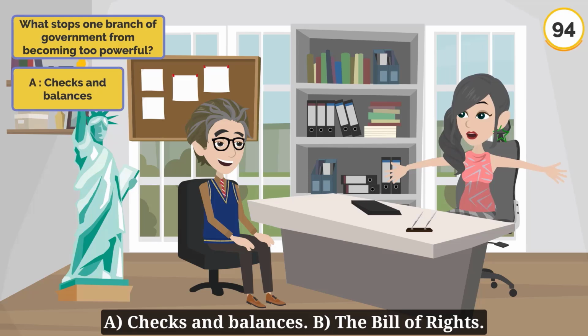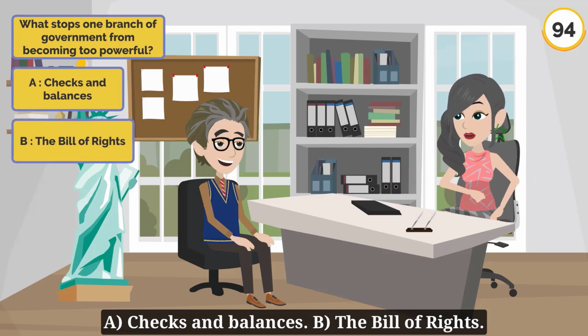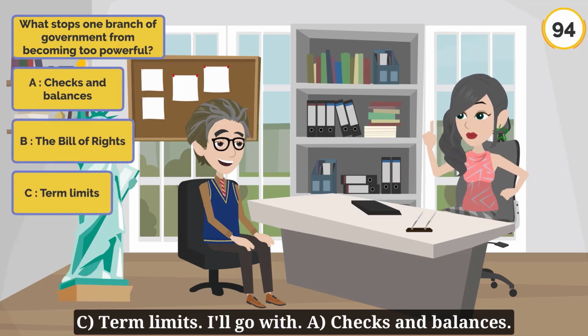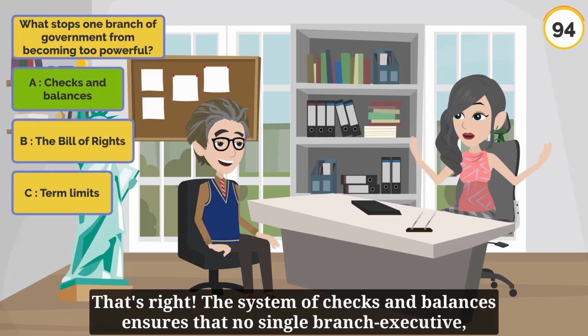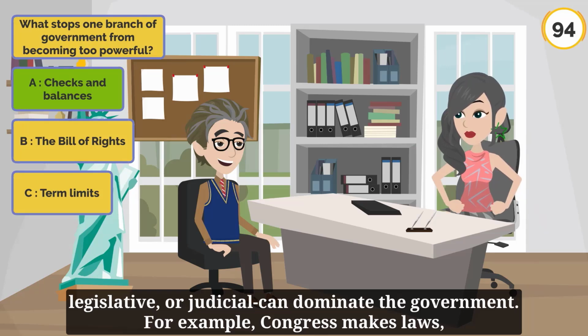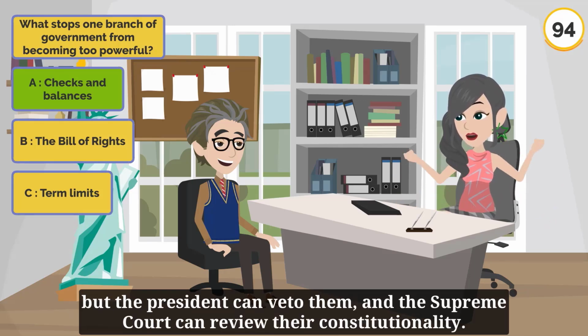A. Checks and balances. B. The Bill of Rights. C. Term limits. I'll go with A. Checks and balances. That's right. The system of checks and balances ensures that no single branch, executive, legislative, or judicial, can dominate the government. For example, Congress makes laws, but the president can veto them, and the Supreme Court can review their constitutionality.